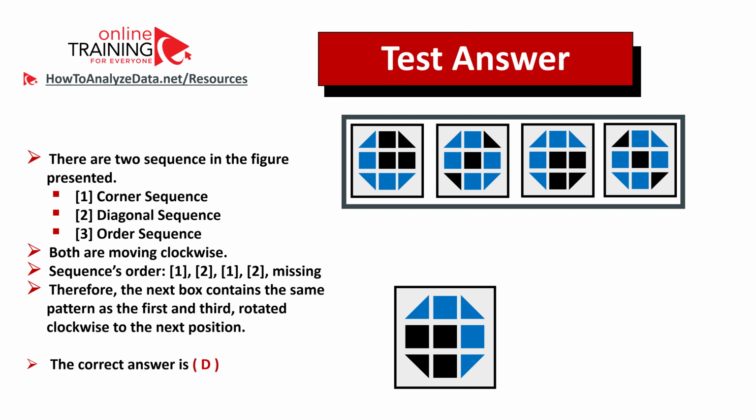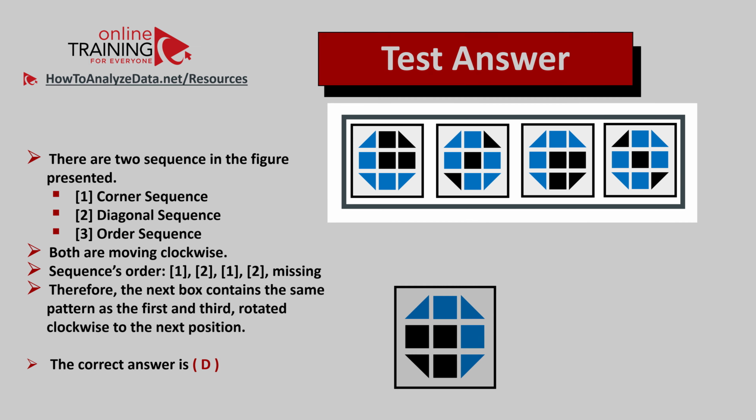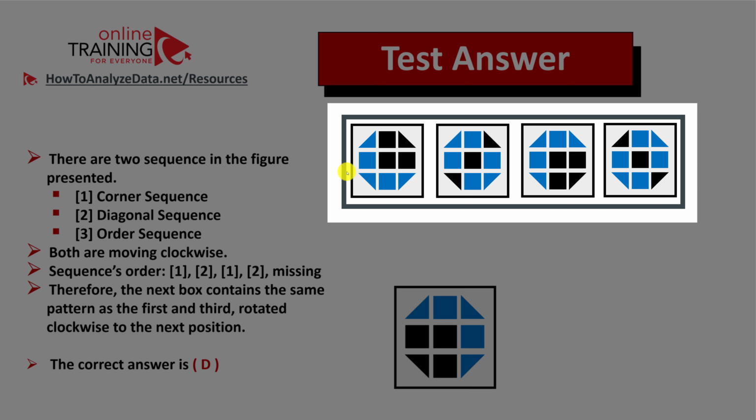As usual, my advice to you: always look for patterns. And if you look closely, you see that there are at least 3 different patterns presented here. There is a pattern for corner sequence. This is the boxes, for example, here, in the upper right corner. And they move clockwise. You see the pattern continues in box 3, and the upper right corner becomes the bottom right corner.